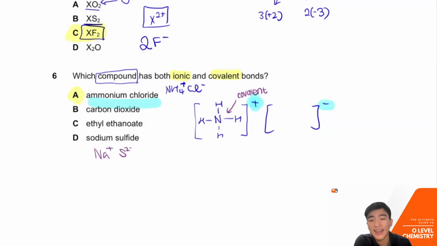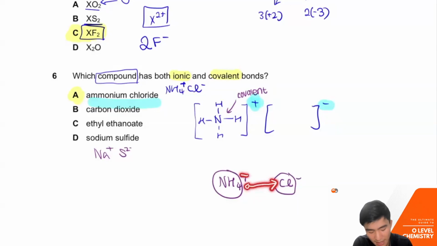Okay. Ionic compound is metal plus non-metal. That's why we say usually ionic compound is metal plus non-metal. Ammonium ion, NH4+, is a positive ion. Cl-, this is a negative ion. When ammonium and chloride bond together, they form an ionic compound, which is ammonium chloride.